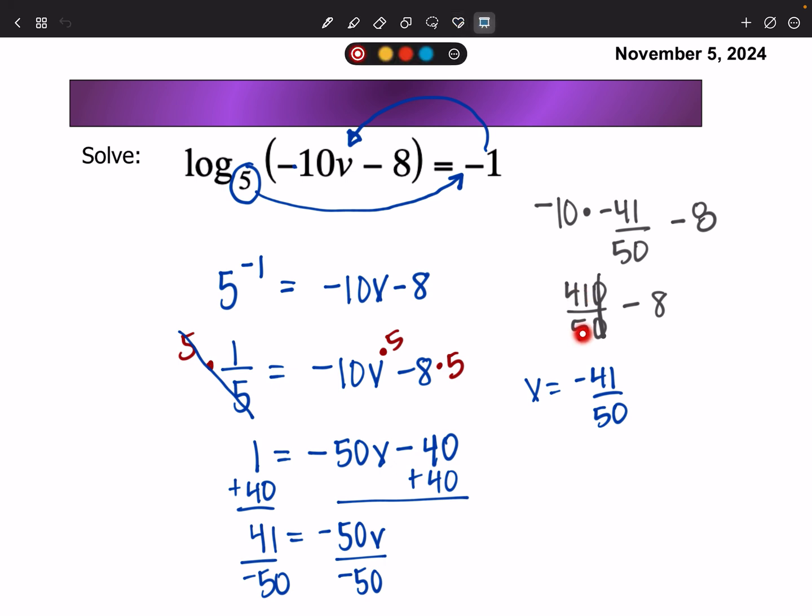41 divided by 5 is a little bit bigger than 8. A little bit bigger than 8 minus 8 is positive. So that's going to work because we want that argument to be positive. So v equals negative 41 over 50 is an answer.